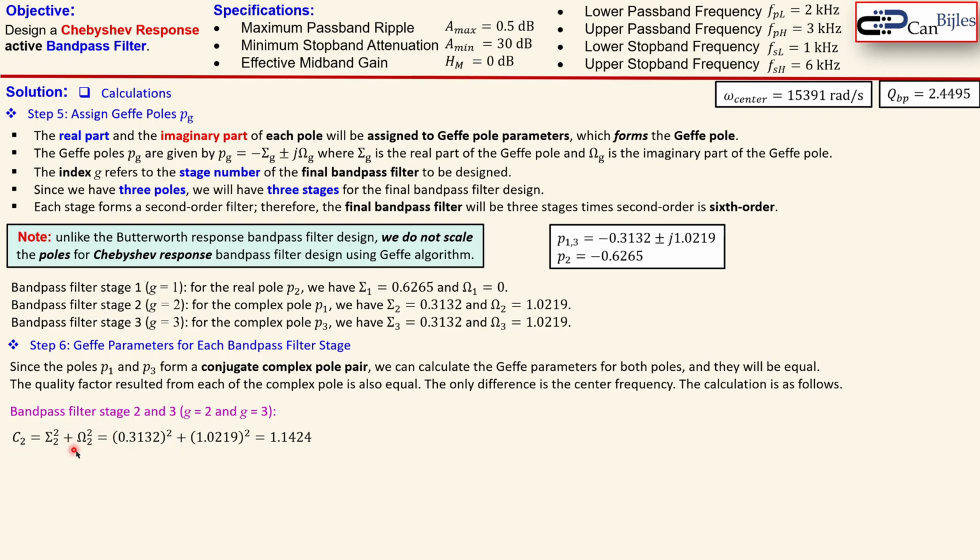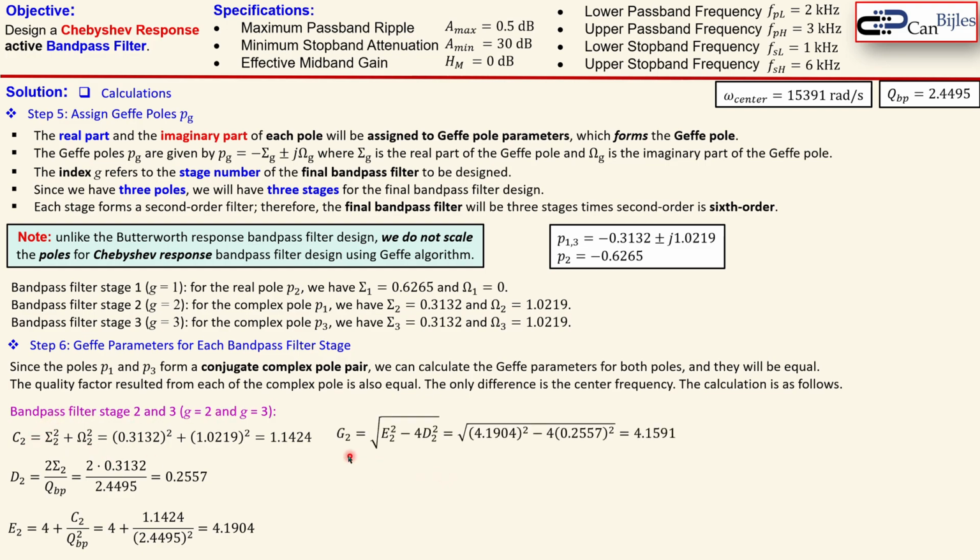So you see here that we have an imaginary part that's shown here. It was not the case for stage 1. Now we have this for C2, for D2 here, and for E2 here. So just follow the procedure and substitute the values from the parameters here and also what we have calculated. Then we have the G2.